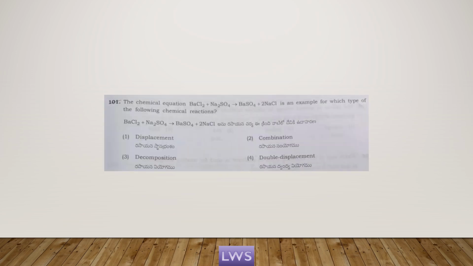There is a reaction given here, and in this barium is displaced with the sulfate and sodium is displaced with the chlorine. So you can see 2 displacements. So it is a double displacement reaction. Option 4 is your answer.